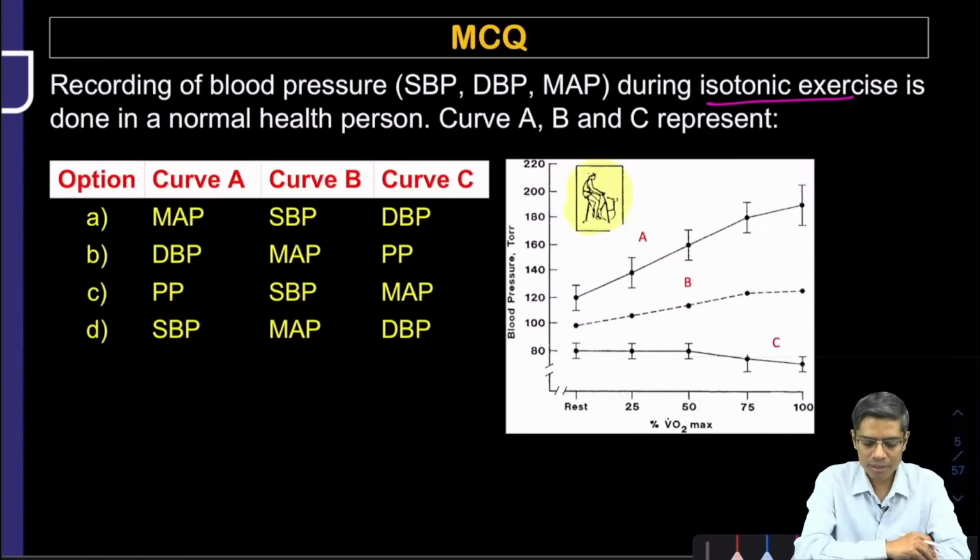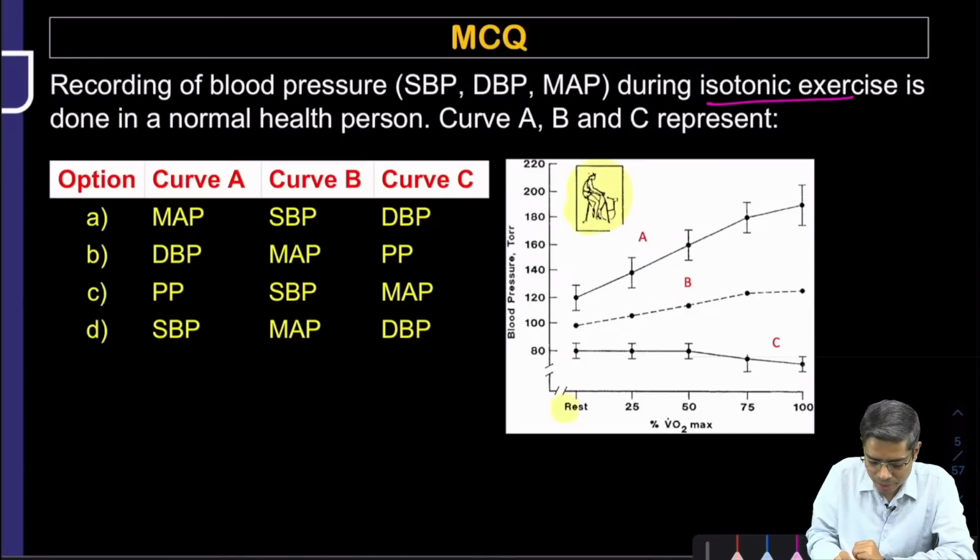one diagram is given, and in the diagram one person is doing cycling. Cycling is which kind of exercise? Again it is a kind of isotonic exercise. So this isotonic exercise is going on. This is the resting condition, then this is 25, 50, 75 and 100% of VO2 max.